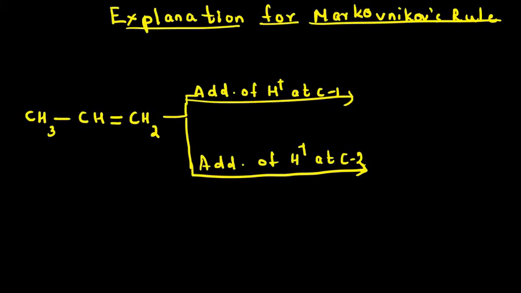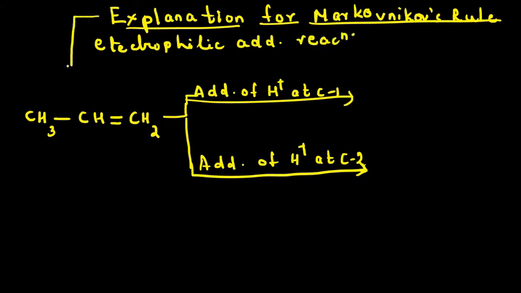Now let us consider the explanation for this Markovnikov rule. Most of the addition reactions in alkenes are initiated by electrophiles, and thus they are known as electrophilic addition reactions. Now let us consider why a major and a minor product are formed here. We are taking the unsymmetrical reagent HBr. First, the addition of the H plus ion takes place. For better understanding, let us name this carbon atom as 1 and this one as 2. So there are two possibilities.